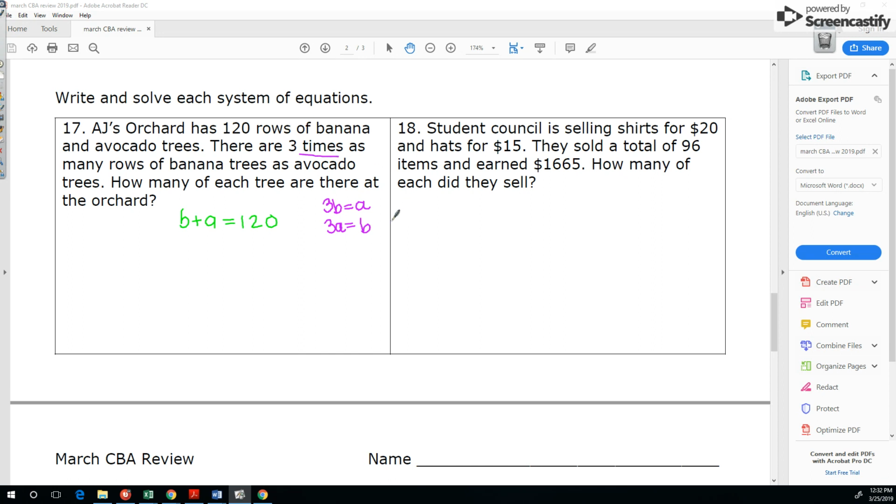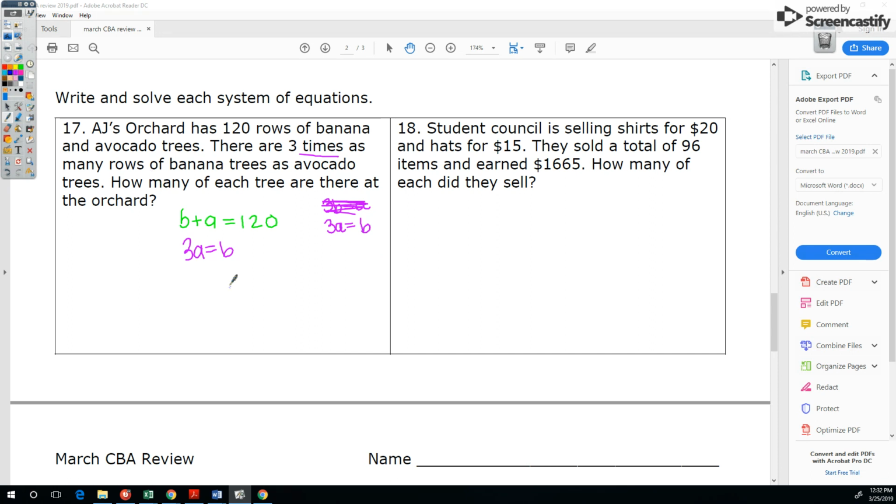3 times, we know we got to multiply. But what are there more of? There are more banana trees than avocado trees. So if there's more banana trees, that means you have to multiply the avocados to make them equal because the avocados are less. If 3A is equal to B, then we have to triple the avocado trees to make it equal to the amount of banana trees because there are less avocados. We have to triple the avocados to make them equal to the bananas.